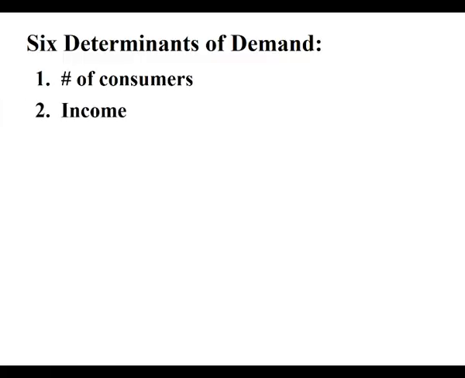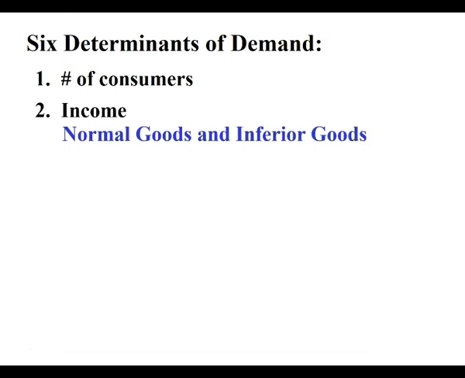Okay, the second determinant is income. Now, income is divided into normal goods and inferior goods. So a normal good, the definition of a normal good, is any good that when your income goes up, your demand for a normal good goes up.